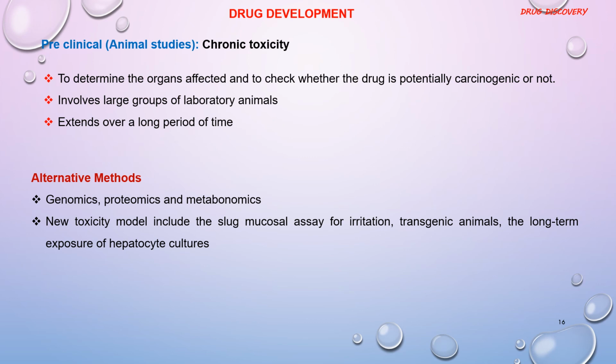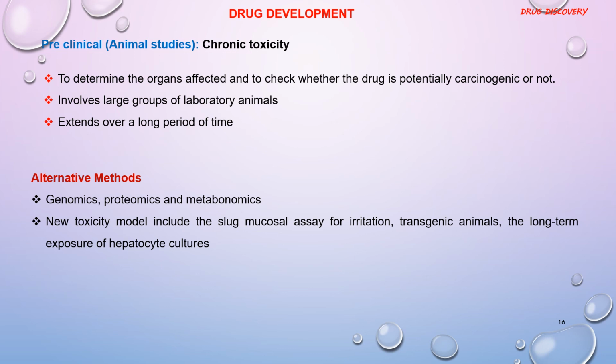Chronic toxicity study in preclinical trials. This is to determine the organs affected and to check whether the drug is a potential carcinogen or not. It involves a large group of animals and extends for a period of very long duration. I had discussed about this in my earlier session in detail.